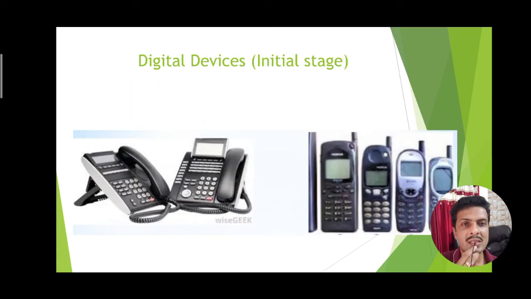Now, at the initial stage of digital communication, we have seen that there are some digital phones as shown on the left hand side. Similarly, on the right hand side, there are some old digital mobile phones in which the antenna is coming out of the device.